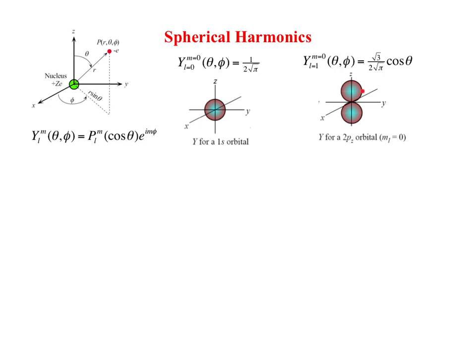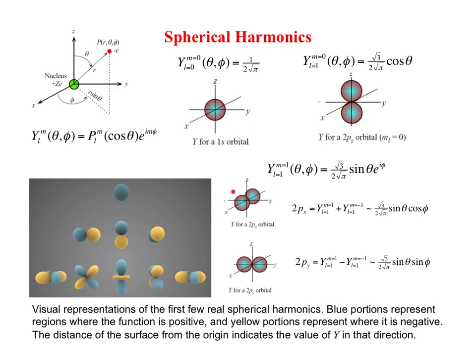These positive and negative lobes describe the pz orbital or wave function, whereas the spherically symmetric orbital describes an s orbital. The px and py orbitals look similar, where px is actually a linear combination of the m equals 1 and m equals minus 1 spherical harmonics, both with L equal to 1. Representations of the spherical harmonics shown here show positive wave function as blue and negative wave function as yellow.